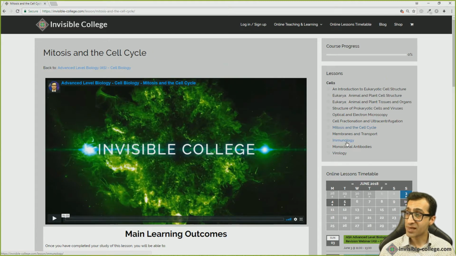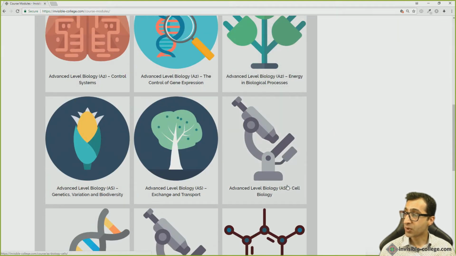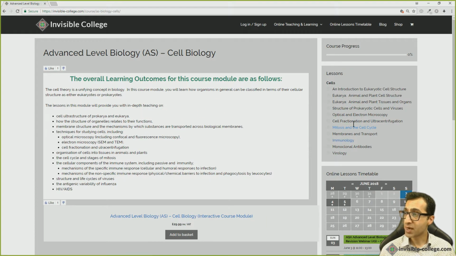Now, these two lessons within that course module are free and open to everyone, so by all means browse to this course module, which you can also reach by going to the course modules page and finding the course module on advanced level biology, cell biology. And if you click here, it will take you to the overview page, and you'll find that those two lessons are accessible free of charge and open for everyone.